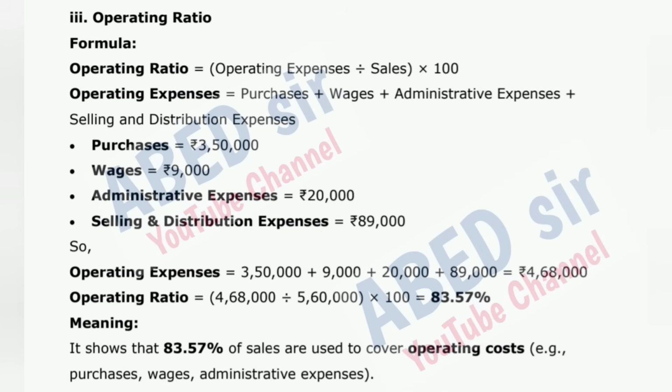Operating ratio is equal to 4,68,000 divided by 5,60,000 times 100, equal to 83.57%. It shows that 83.57% of sales are used to cover operating costs, for example, purchases, wages, administrative expenses.